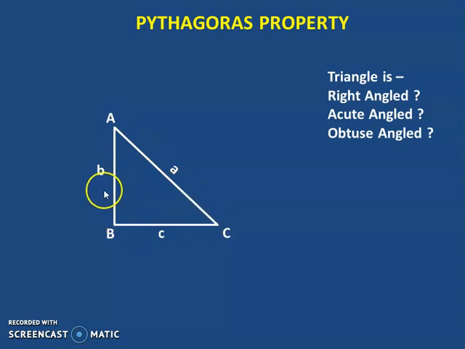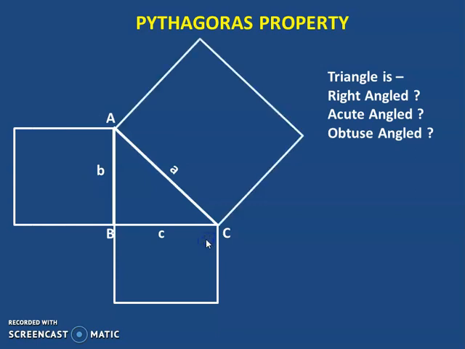If we make a square on this side along with the squares on the other sides, like this, we have made squares with lengths in centimeters or millimeters. So this is a square, this is a square, and this is a square. The longest side is A, and this is the opposite side of the right angle.